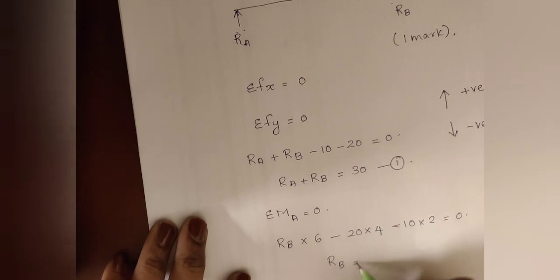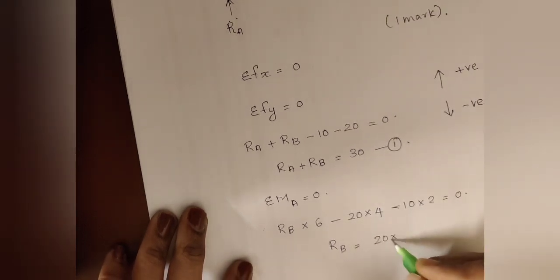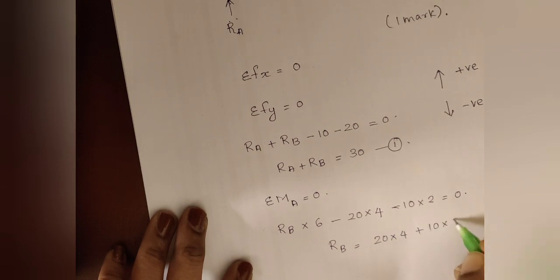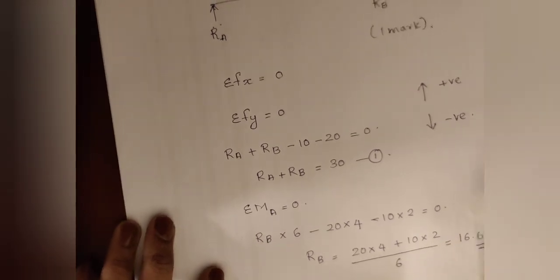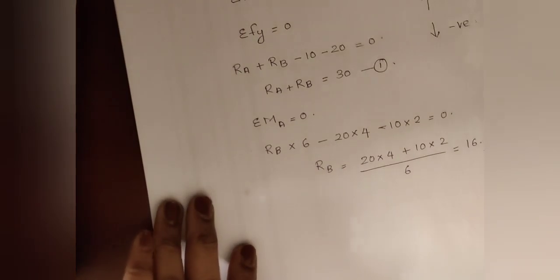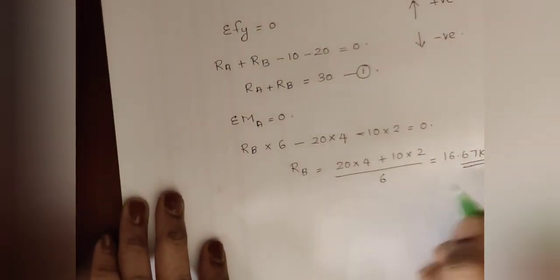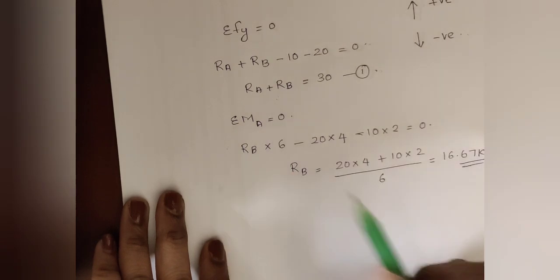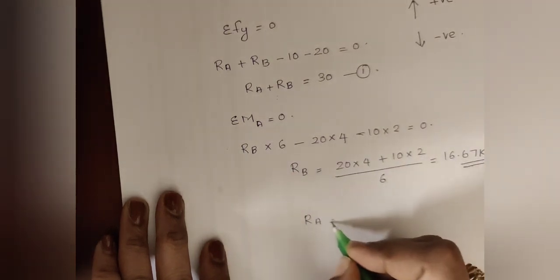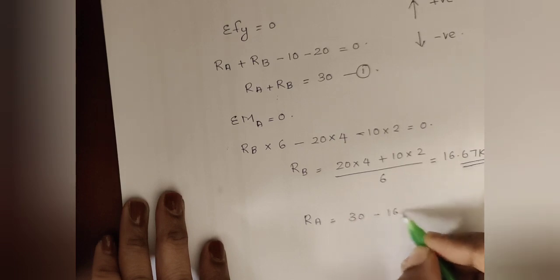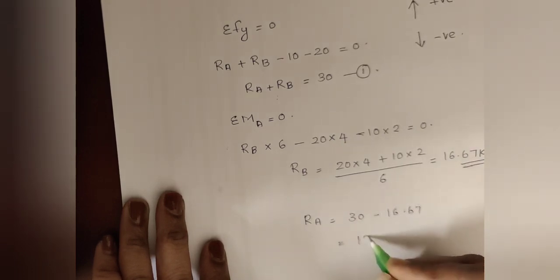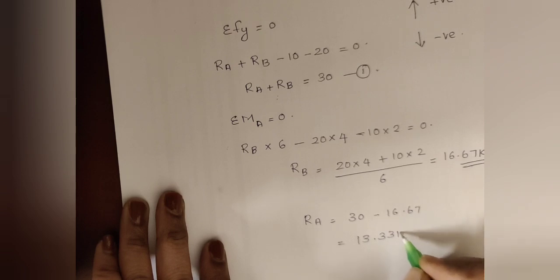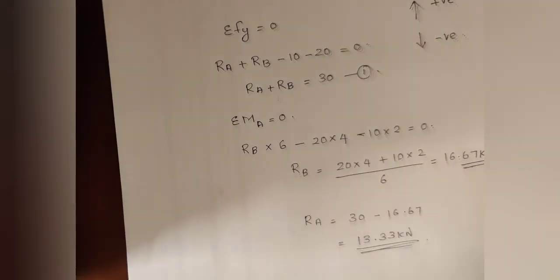So RB is equal to 20 into 4 plus 10 into 2 divided by 6, that is equal to 16.67 kilonewton. So now after getting RB, you can substitute in this equation. So RA is equal to 30 minus 16.67, that is equal to 13.33 kilonewton. So these type of questions are very important.